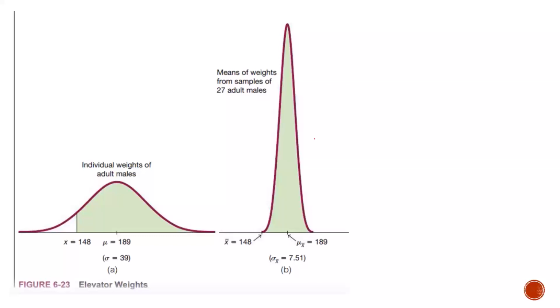But if I take 27 adult males and find the mean of their weight, it's much less likely that the mean will be much, much larger, because you're more likely to get one really heavy and one really light person than a bunch of heavy people or a bunch of light people. You will have some above and some below, and they will cancel each other out. So as n gets bigger, you go from something that looks like this to something that looks like this.